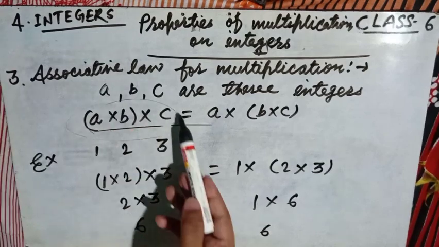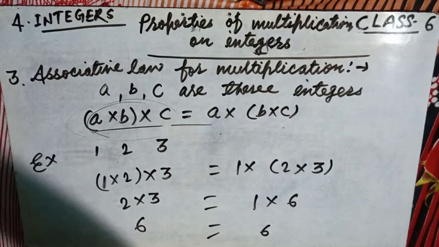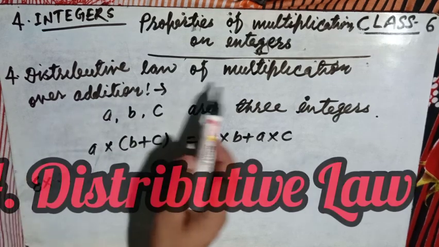In the same way, that means the left hand side is equal to the right hand side. This is called the associative law. Now next, students, see the next point, fourth number, distributive law of multiplication.